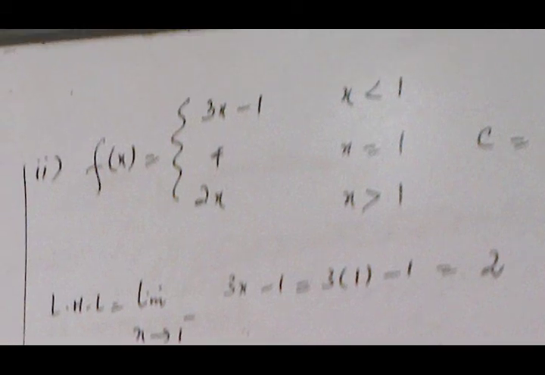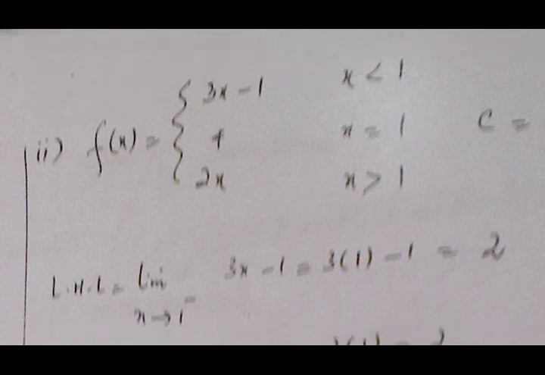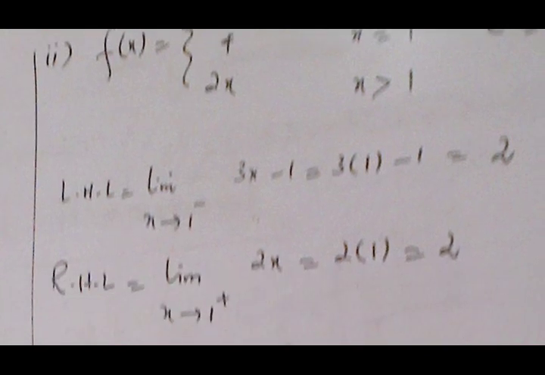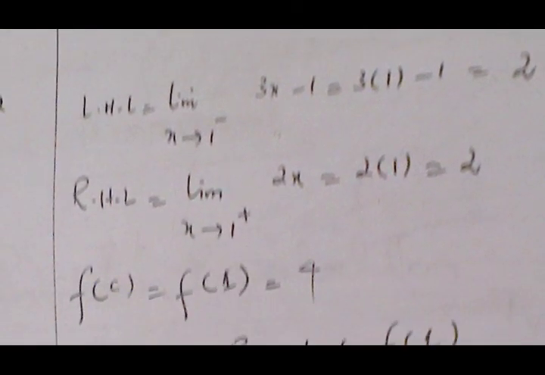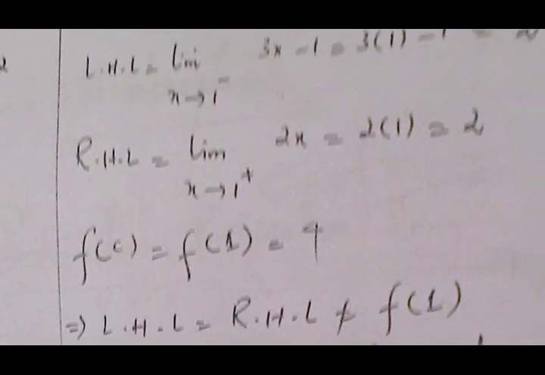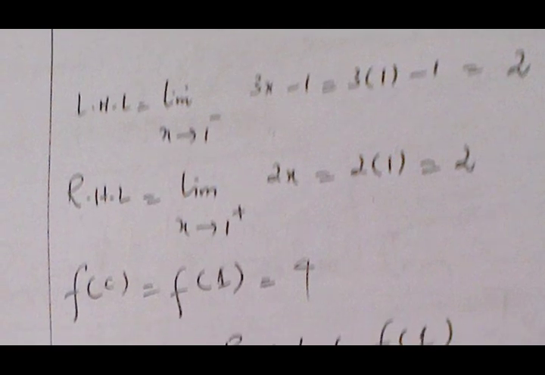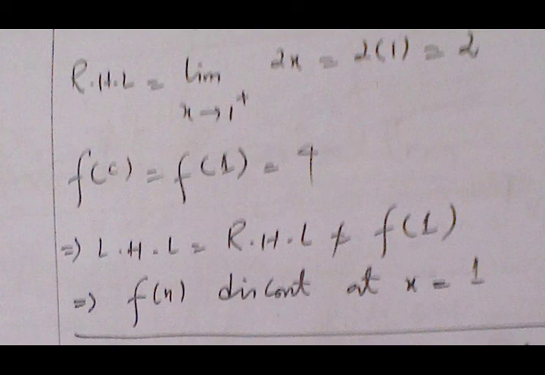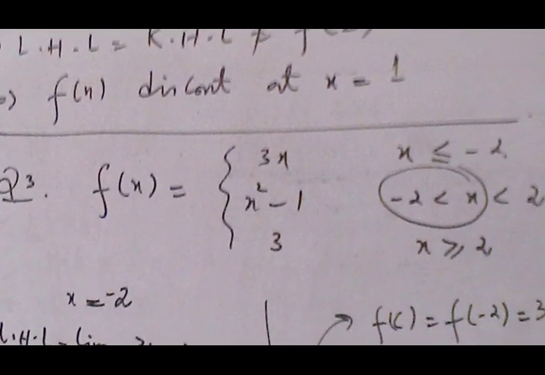Now we have three values: x less than 1, 3x minus 1 for the left-hand function; x equal to 1, f of c; and x greater than 1 for the right-hand function. First we find the left-hand limit, x tends to 1, 3x minus 1, it gives 2. Right-hand limit, 2x, it gives 2, and f of c gives 4. But the three values are not equal. The first two are equal but the last is 4, therefore the function is discontinuous.